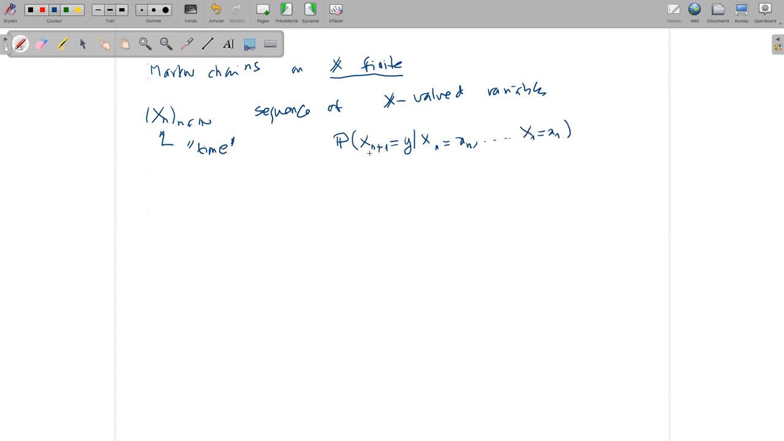If I'm looking at the position at time n plus one, conditioned on the positions the chain had at all previous times, this conditional probability will be equal to the probability of X_{n+1} equal to y, given that X_n is equal to x. That means the position at time n plus one depends solely on the position you had at time n. All the previous positions have been forgotten. So this is the Markov property. This is the defining property of a Markov chain.